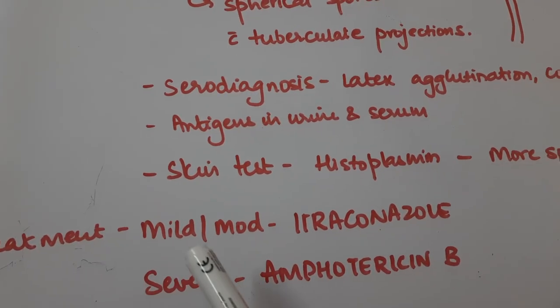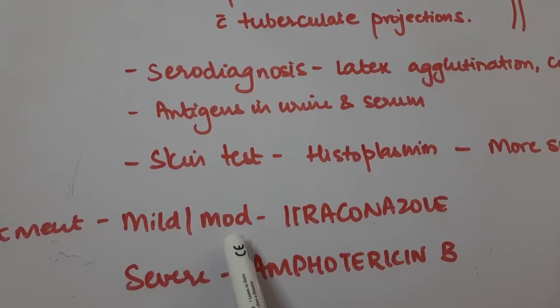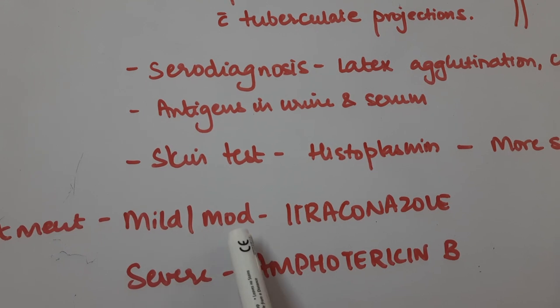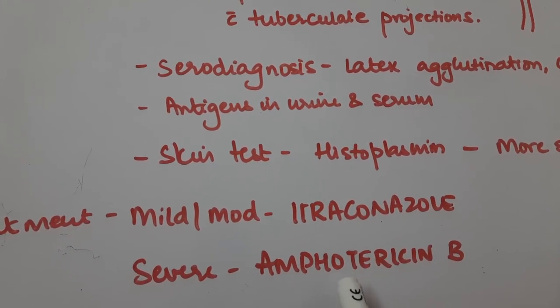Treatment for histoplasma can be given by itraconazole if it's a mild to moderate infection. So for mild to moderate forms, we will give itraconazole, and for severe forms, we will give amphotericin B.